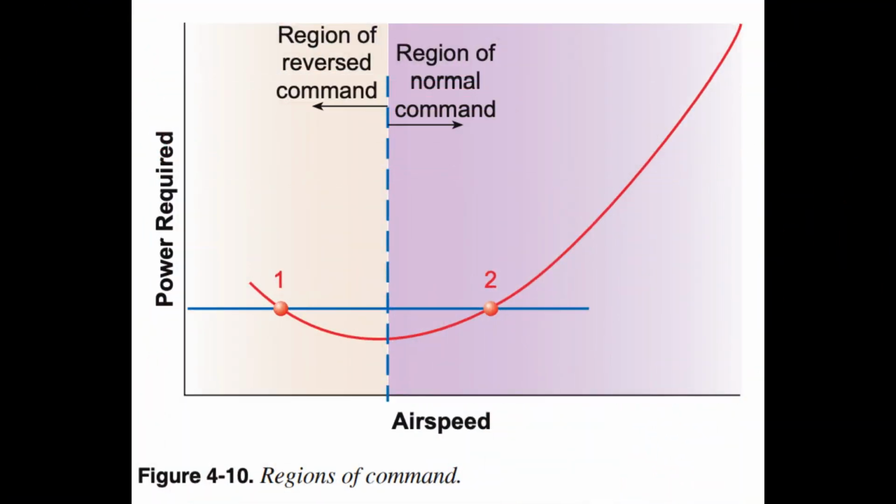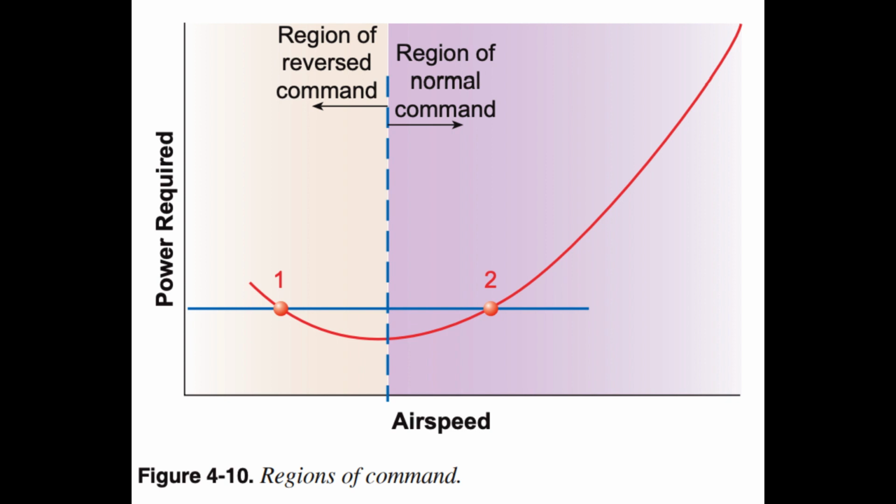The drag curve also illustrates the two regions of command, the region of normal command and the region of reversed command. The term region of command refers to the relationship between speed and the power required to maintain or change that speed. Command refers to the input the pilot must give in terms of power or thrust to maintain a new speed once reached. The region of normal command occurs where power must be added to increase speed.